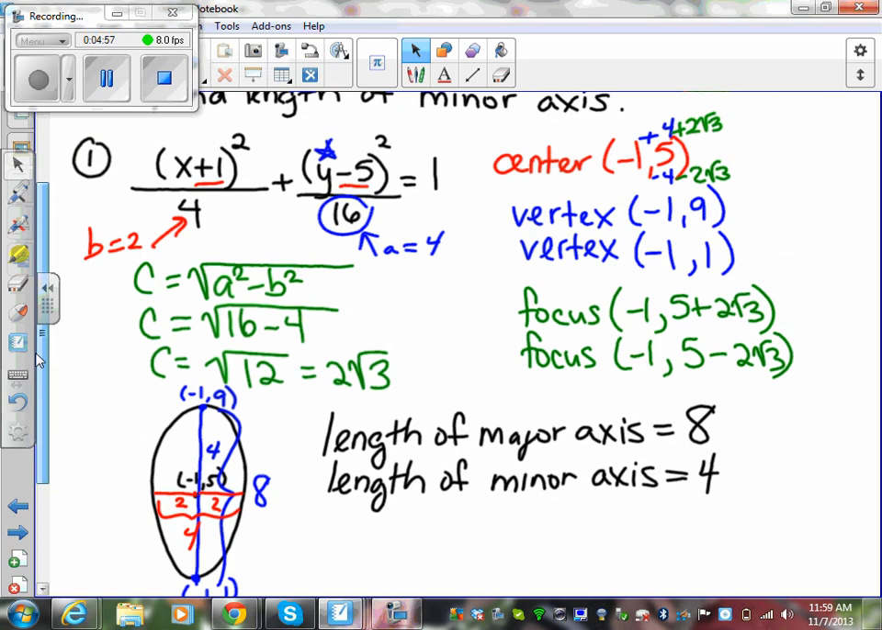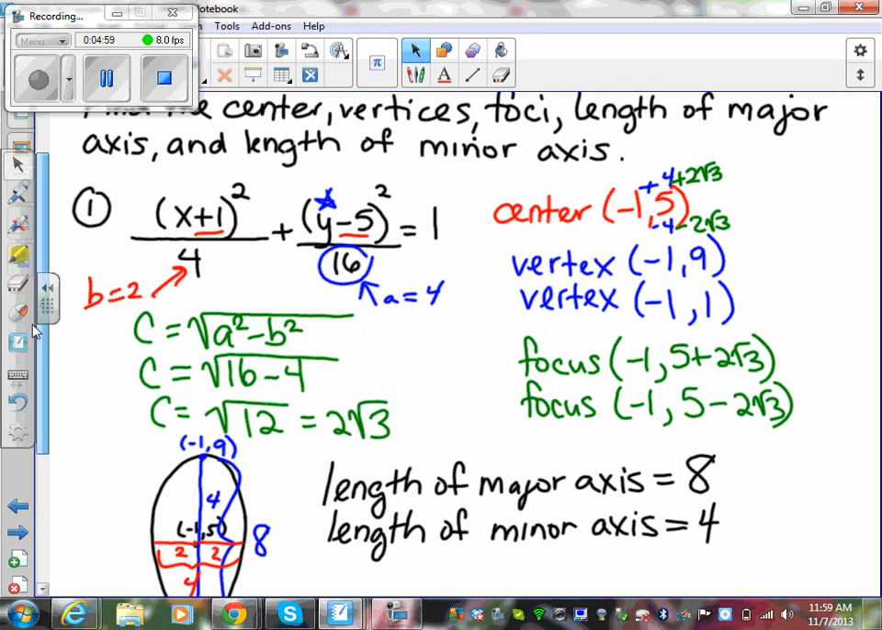There you go. So this problem is complete. We had an equation for an ellipse. So I start off with the center, use the a value to find the vertices. Then I calculated the c value with this formula right here and calculated in the foci. Finally, I just took a peek at what the a value and the b value are and just doubled them respectively in order to find the length of the major axis and the length of the minor axis.